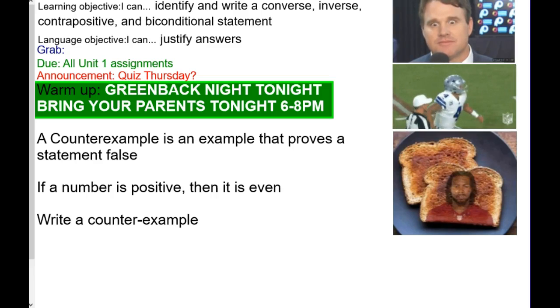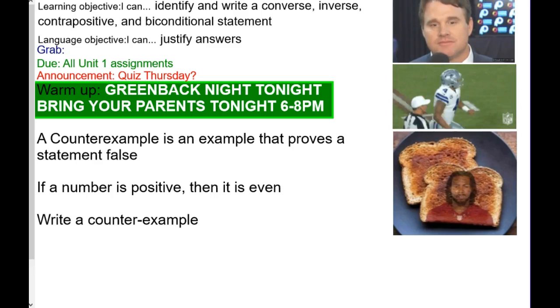Now here's the one you've got to do on your warm-up. You're going to do this. I'm not going to do it for you. It says, if a number is positive, then it is even. Is that true? Are all positive numbers even? Okay, so you can write false, that's fine, but then you need to give me the example. Give me a specific example that proves that false.